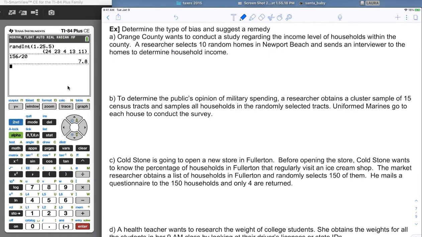So for this example, we're going to determine the type of bias and suggest a remedy. Orange County wants to conduct a study regarding the income level of households within the county. A researcher selects 10 random homes in Newport Beach and sends an interviewer to the homes to determine household income. Okay, so what's happening here is that a certain city is being favored over all other cities in the county. So we're going to call that sampling bias.